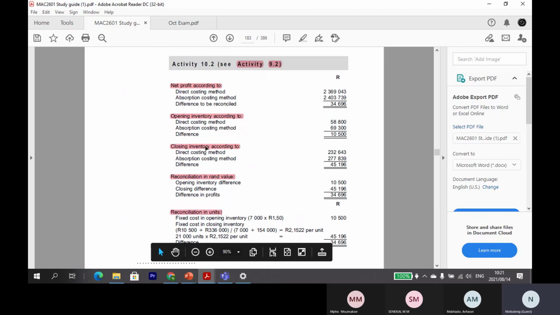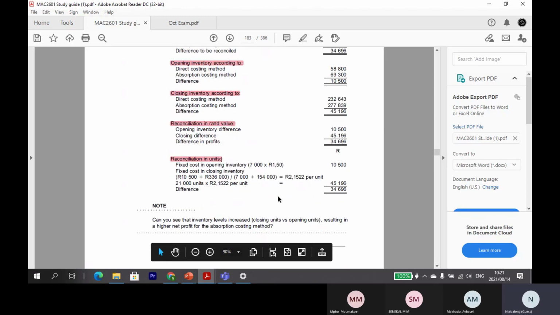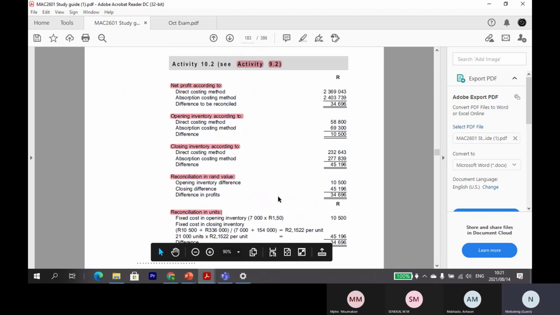So know this thing, NB NB, because it's normally being asked. You must know them in terms of rand value and in units. And then the question, when it comes, will direct you as to whether they want the reconciliation in rand value or in units. If they want it in rand value, you'll be able to do it. If in units, you should be able to do it. But know them for now.